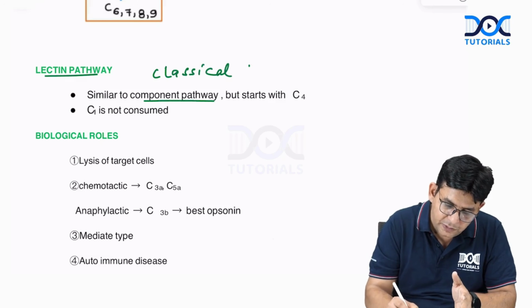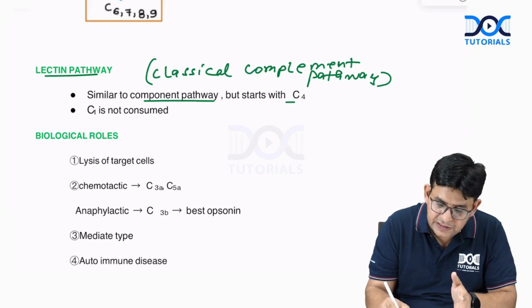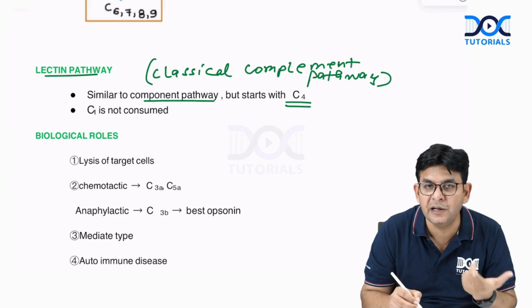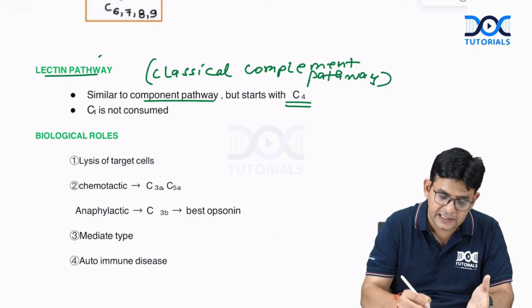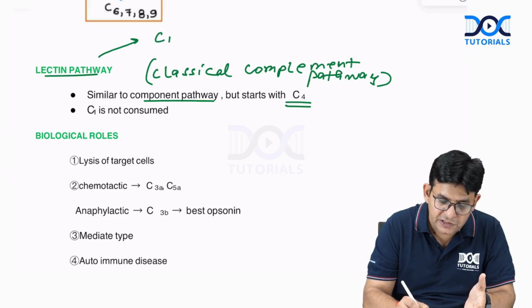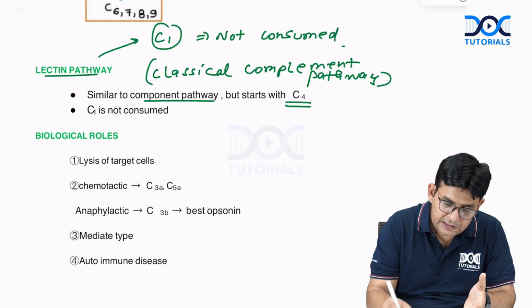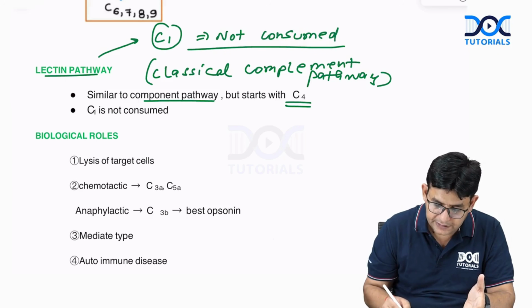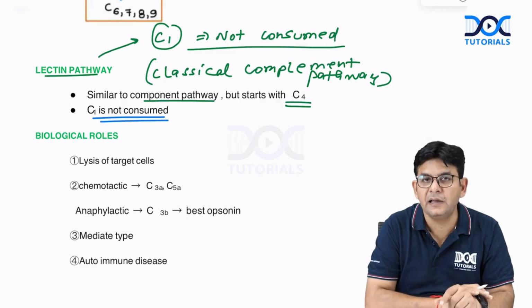Okay, it is similar to what? It is similar to the classical complement pathway, but the only difference is it starts with C4. Then which particular complement is overlooked? C1. Okay, it is being asked: in the Lectin pathway, which is not consumed? C1 is not consumed. Okay, C1 is not consumed in the Lectin pathway. Remember that. So this is important regarding the Lectin pathway.